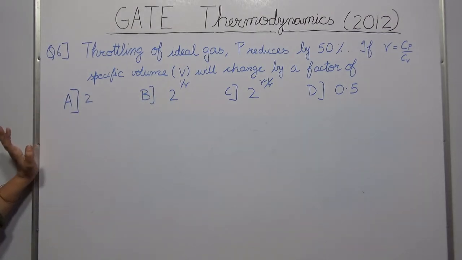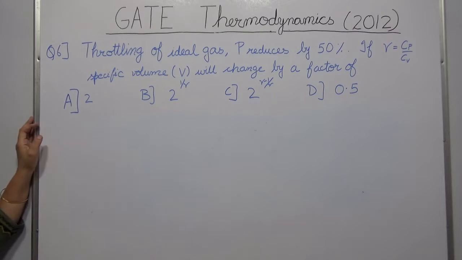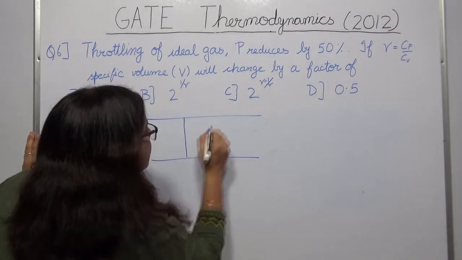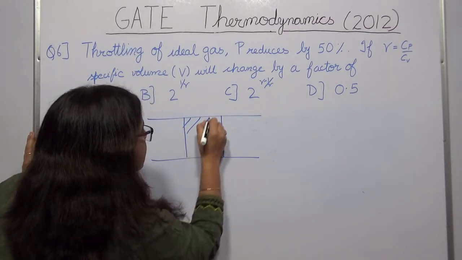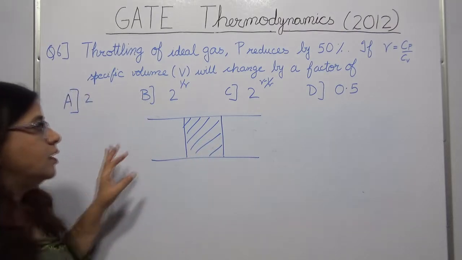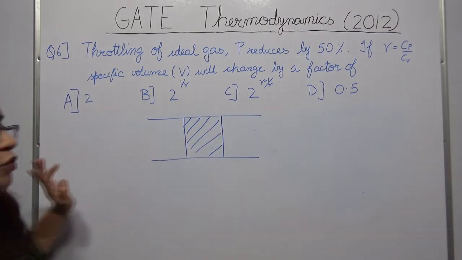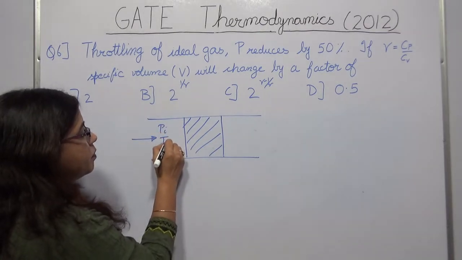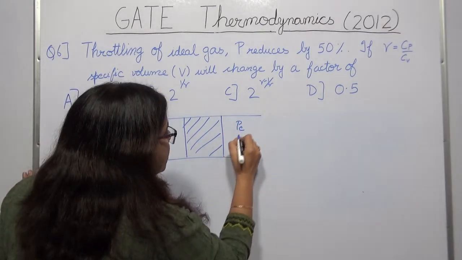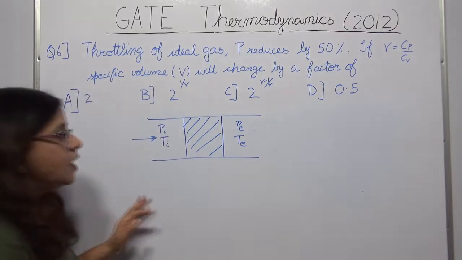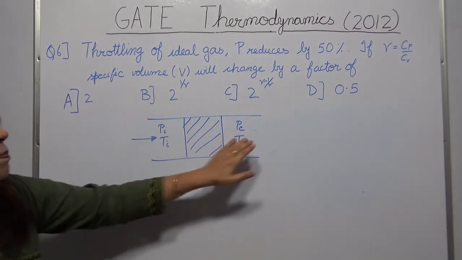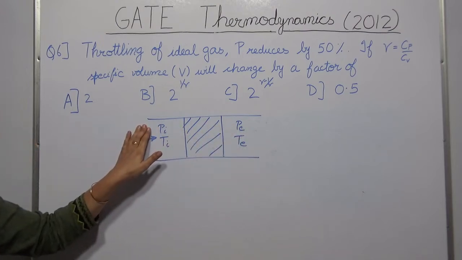So let's first quickly see what throttling valves or throttling devices are. Throttling valves are nothing but flow restriction devices. Let's say there is a plug kept in between the pipe through which the flow is taking place. Let's say the inlet pressure is Pi and inlet temperature is Ti, the exit pressure is Pe and the exit temperature is Te. Because of this flow restriction, your pressure drops, so Pe is less than Pi.